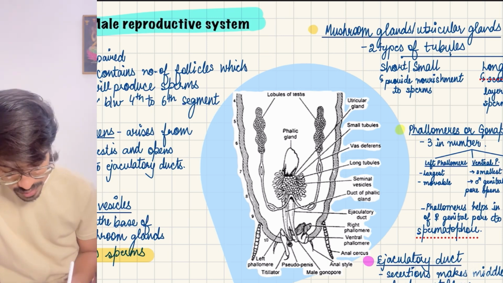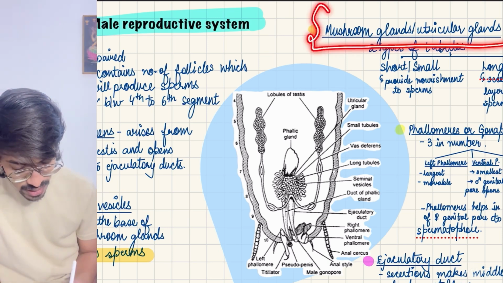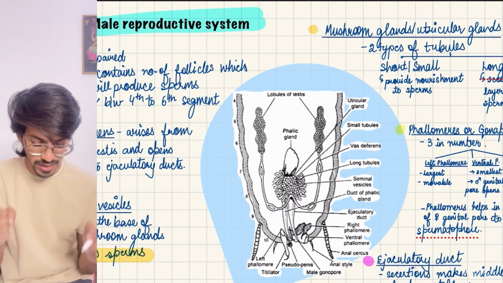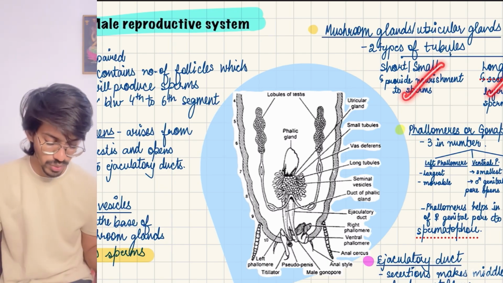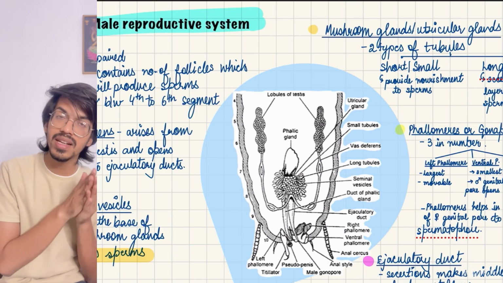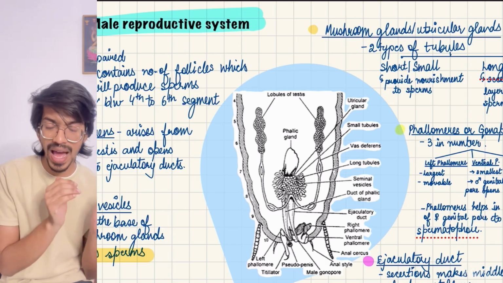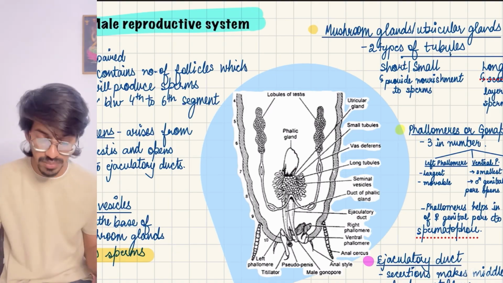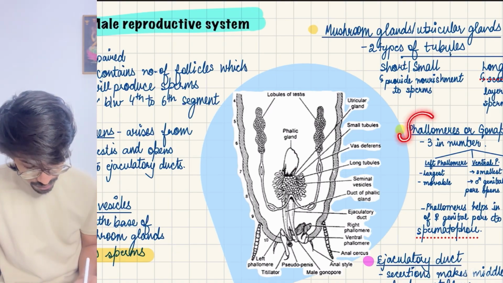Okay. Meanwhile, the mushroom glands, which are also called utricular glands, because they appear like a mushroom, have many tubules present. So shorter tubules, longer tubules. They do what? They secrete the layer of the sperm, as well as the spermatophore, as well as the sperm nourishment also.